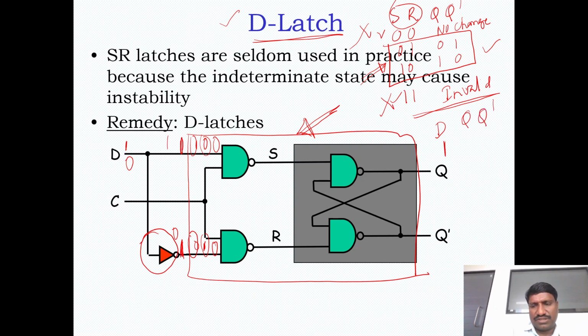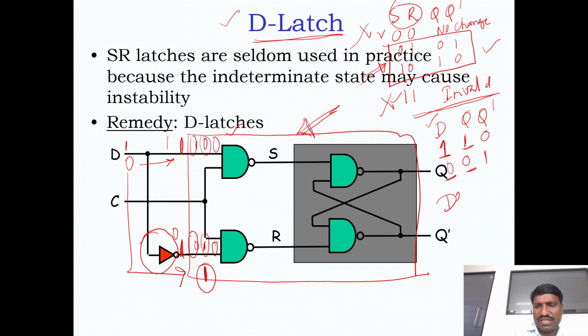D 1 means S is equal to 1, so it will set. D 0 means it is reset. Why? If I give D 0, the complement of 0 becomes 1, so R is equal to 1 and S is equal to 0. So D 0 means you are resetting, D 1 means you are setting. It is going to reset, Q is equal to 0, Q bar is equal to 1. Now whatever data you give in, you are giving 1, you are getting 1; you are giving 0, you are getting 0.